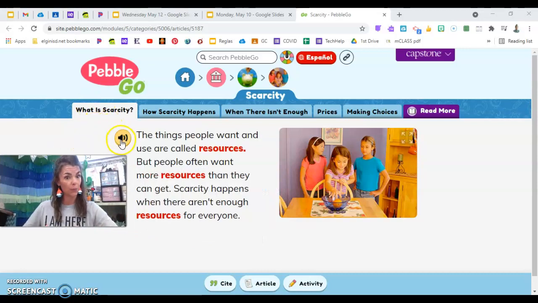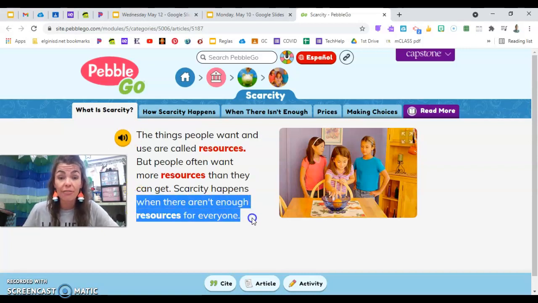Here we go. The things people want and use are called resources. But people often want more resources than they can get. Scarcity happens when there aren't enough resources for everyone. We already found what is scarcity. What is it? It says when there are not enough resources for everyone.